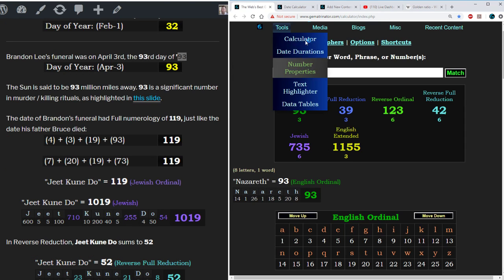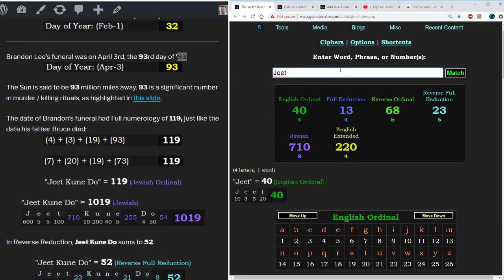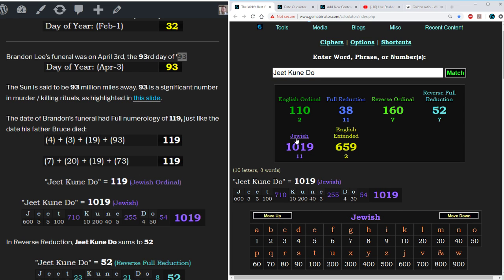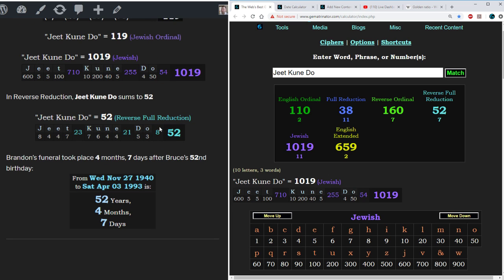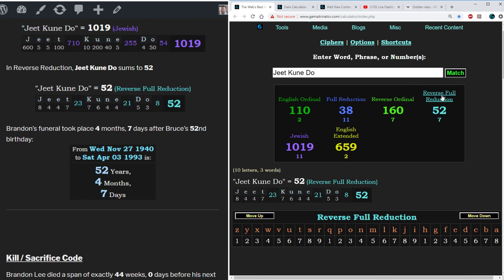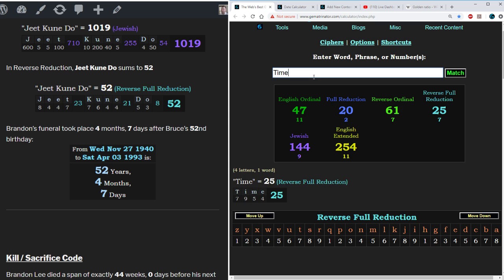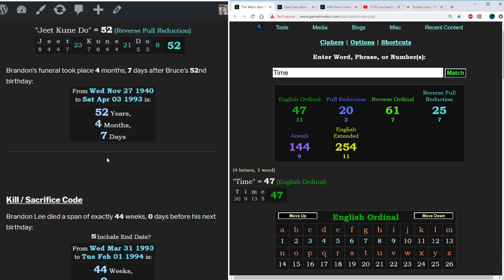But Bruce Lee, anyway, was the master of Jeet Kune Do. In Jewish gematria, Jeet Kune Do equals 1019. In reverse reduction, Jeet Kune Do equals 52. And on the date of his son's funeral, Bruce Lee would have been 52 years old. He would have also been 4 months, 7 days after his birthday. Remember time equaling 47. This number is heavily coded into his death already.